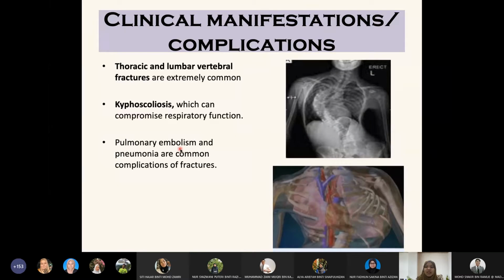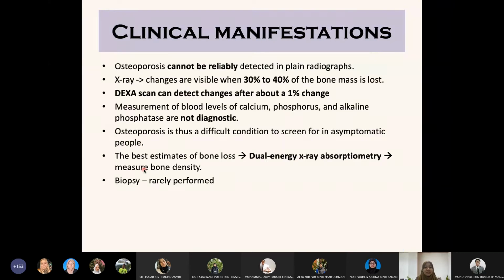Pulmonary embolism is when a thromboembolism, like a big blood clot, the embolus, travels to your pulmonary circulation. So the patient will have breathlessness and chest pain, and prolonged immobilization may also result in pneumonia, because of the kyphoscoliosis as well, or the fracture. Okay, those are the clinical manifestations.